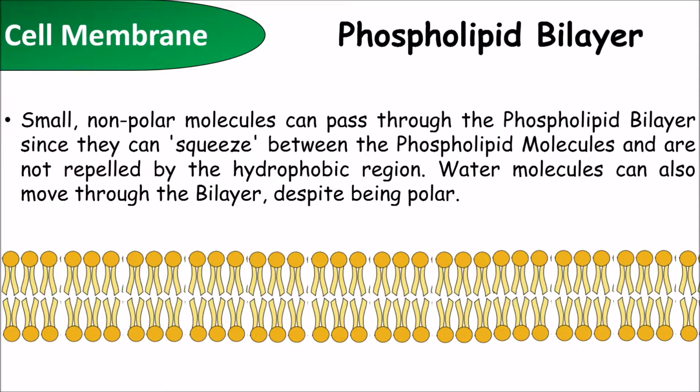Small non-polar molecules can pass through the phospholipid bilayer since they can squeeze between the phospholipid molecules and are not repelled by the hydrophobic region. Water molecules can also move through the bilayer despite being polar.